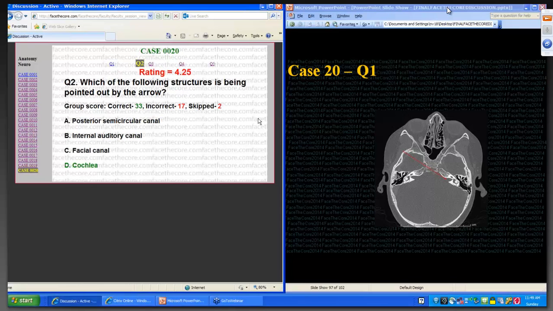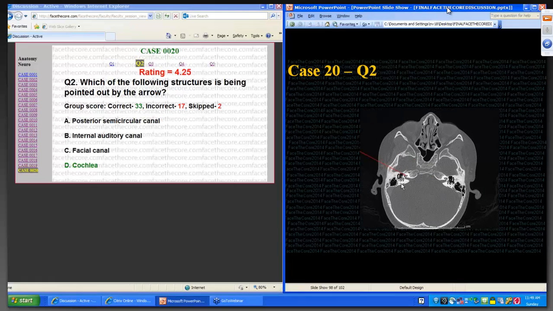The next question here is which of the following structures is being pointed out by the arrow. So here's the cochlea on axial imaging. So basically, you want to note a couple of points. First of all, that the cochlear nerve has this little aperture, which is called the cochlear aperture, and then you can probably faintly see this little bony strut in the middle extending from the central to laterally. That's the modiolus, which houses the cell bodies of the spiral ganglia.